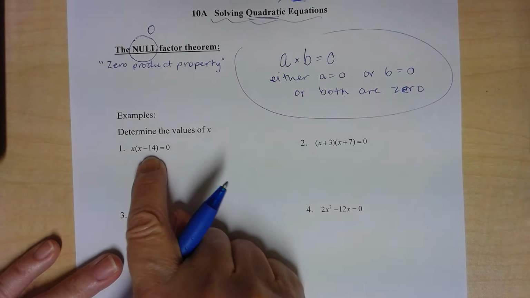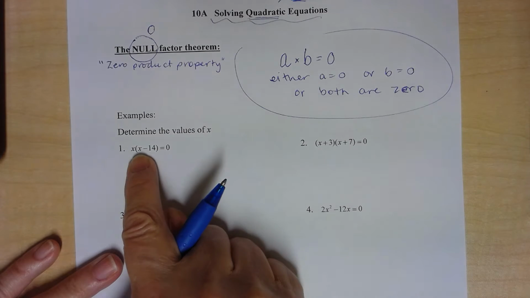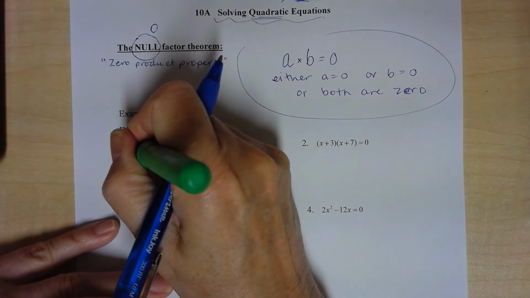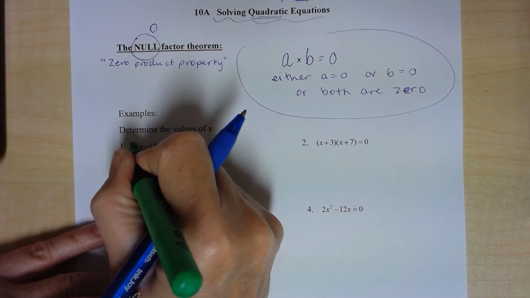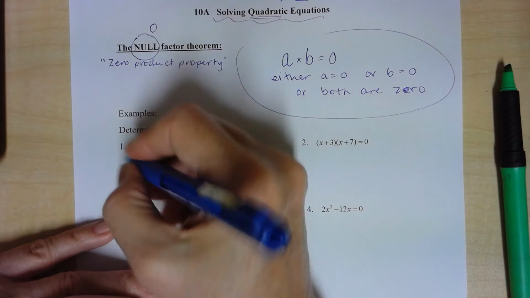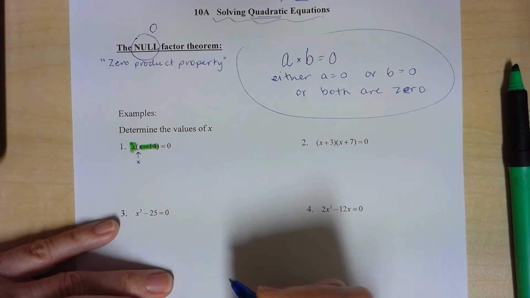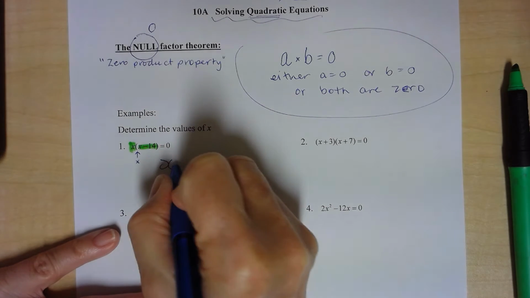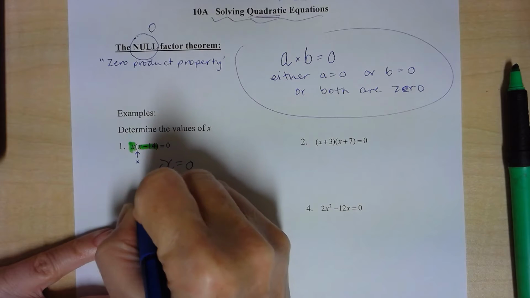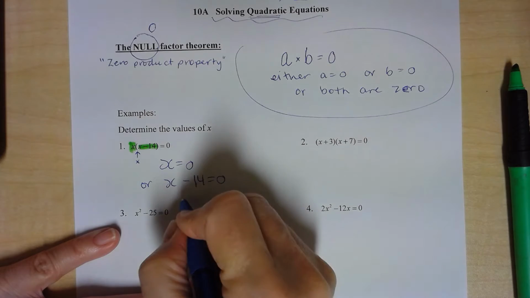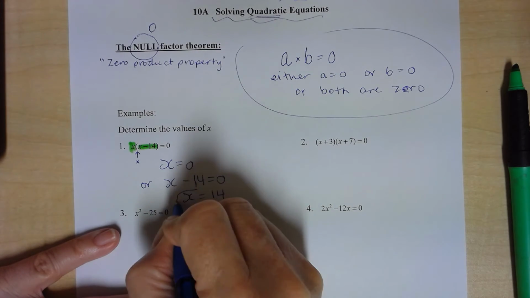This is in factorized form. It's already been factorized, and it's equal to 0. And so this is what I'm saying here. I have x times x minus 14. I have two things being multiplied together. You know there's a times sign between there. So since I'm multiplying two things together to get 0, either x is equal to 0, that one, or x minus 14 is equal to 0. Now I'm going to solve that for x, and I get two answers.